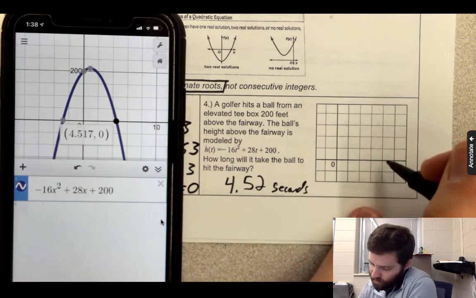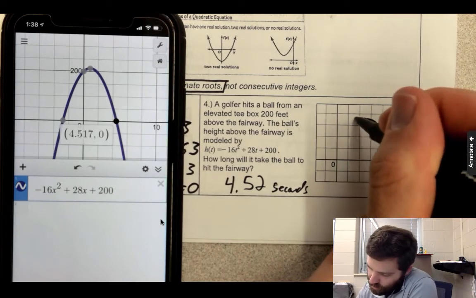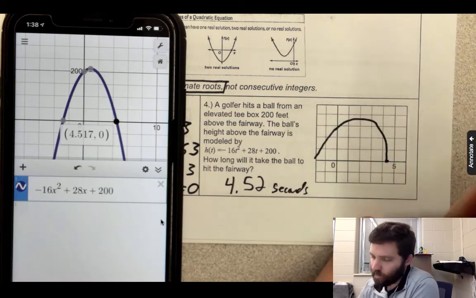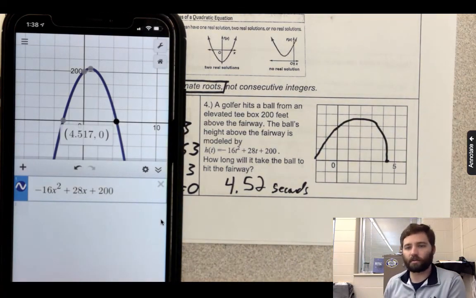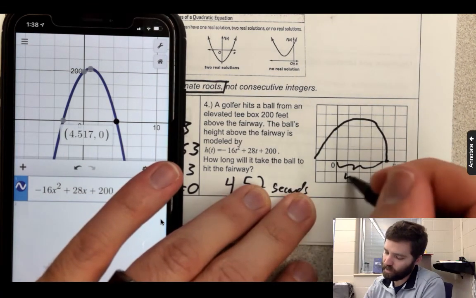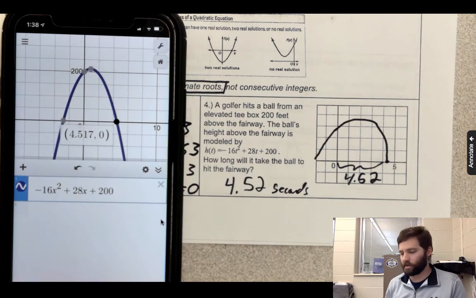And if you want a little sketch of the curve here, then by all means, go ahead. Obviously, the scale on the y-axis is not ones, right? So 4.52 seconds is how long the ball is in the air, how long it takes to hit the fairway, right? And that's, again, just an application of finding the zeros of the function. And that's it for section 3.2.